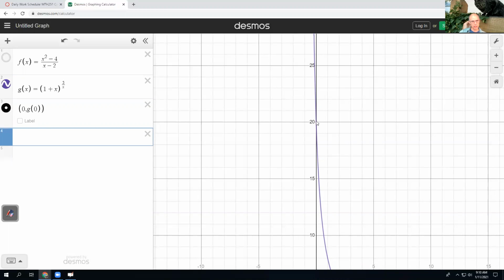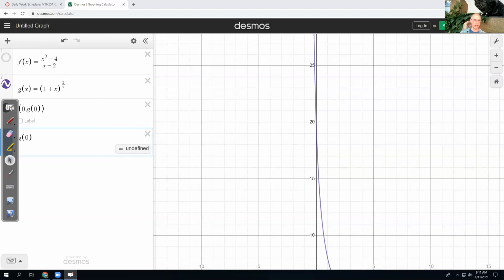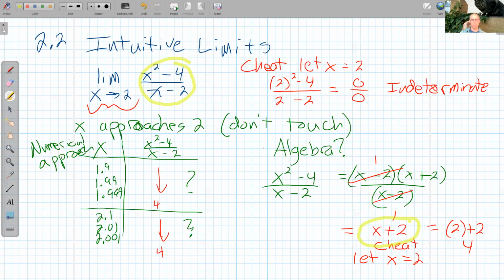And interesting, Desmos is having a hard time with this. It's undefined. Oh my goodness. So we've got some work to do here. It looks like there should be a point there, but Desmos can't seem to graph it, and it definitely can't calculate it. So let's go to our workbook, our notebook. Hopefully you're writing this down too. We have another problem.